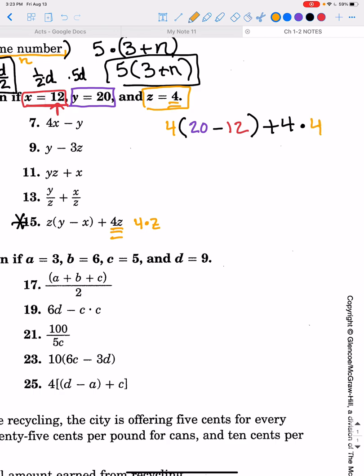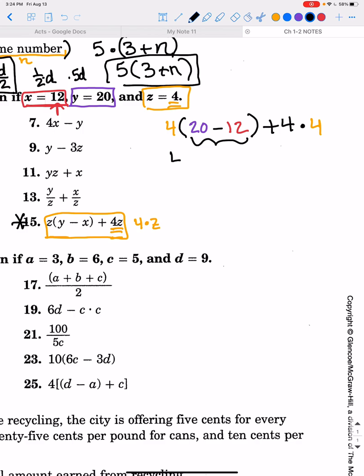So if you read this expression right here, this is the one we're doing. We've got z, which is 4, and then in the parentheses, 20 minus 12, which is y minus x, plus 4 times 4, because z equals 4. All right, so PEMDAS says we do what first? Let's look at our equation here. PEMDAS says we do parentheses first.